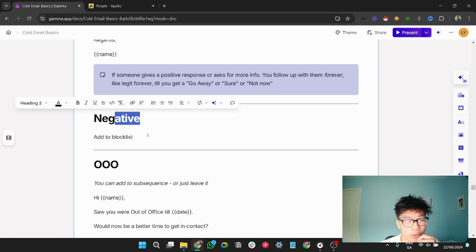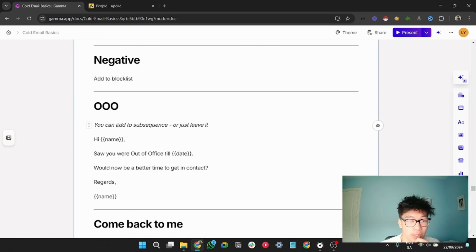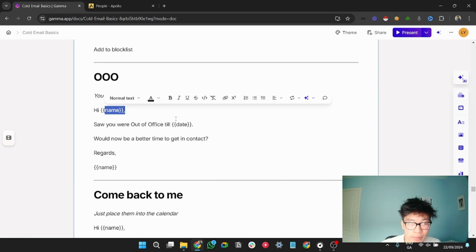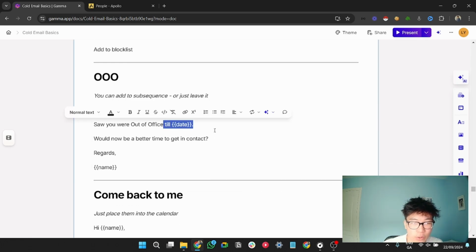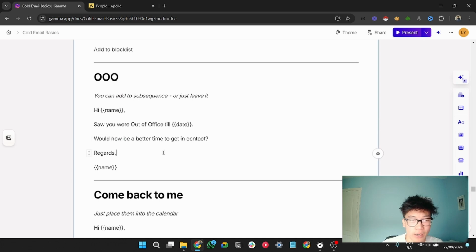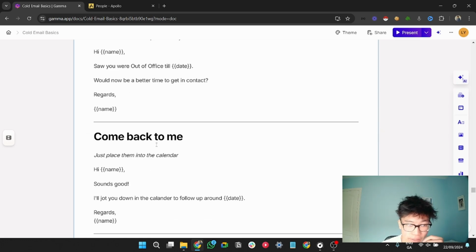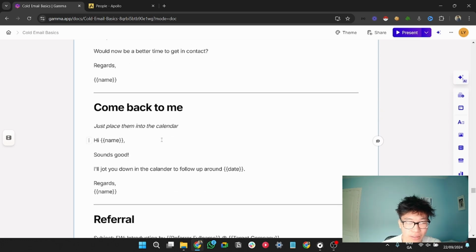So negative, just add to a block list. Out of office, you can add them to a subsequence or just leave it. I just leave it. It's just like, hi name, sorry you're out of office, you were out of office till date, would now be a better time to get in contact? Very simple. I don't know about Smart Lead, but Instantly has an AI out of office checker. So if it's marked as out of office, it'll know when to restart the lead inside the software, which is very cool.